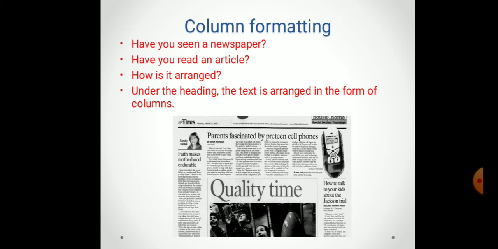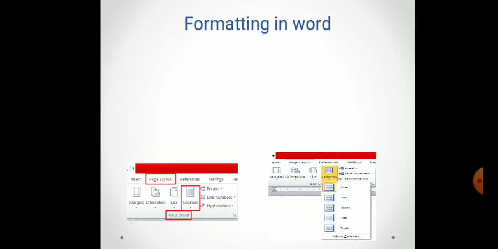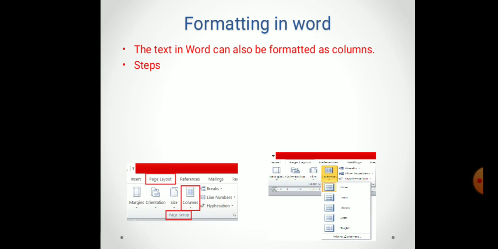This same kind of columns can be created in a MS Word document also. We have typed a document and inserted pictures, isn't it? Today we are going to see that, as in the newspaper, we can arrange the text in the form of columns. How to arrange it in columns? Like in a newspaper, we can format the text in columns. How to do this? We can see it by steps.